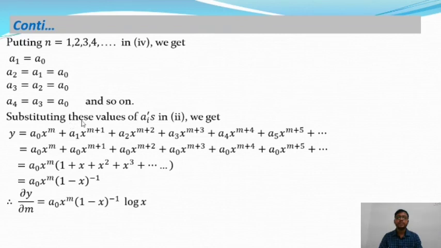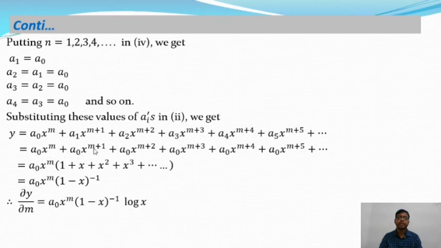So now substituting these values of ai's in equation 2, and you know equation 2 is the general solution of the given differential equation, and it will be y is equal to a0 x to the power m plus a1 x to the power m plus 1 plus a2 into x to the power m plus 2 plus a3 into x to the power m plus 3, and up to infinity. This is the general solution of the given differential equation, where a0 is equal to a1 is equal to a3, and so on.